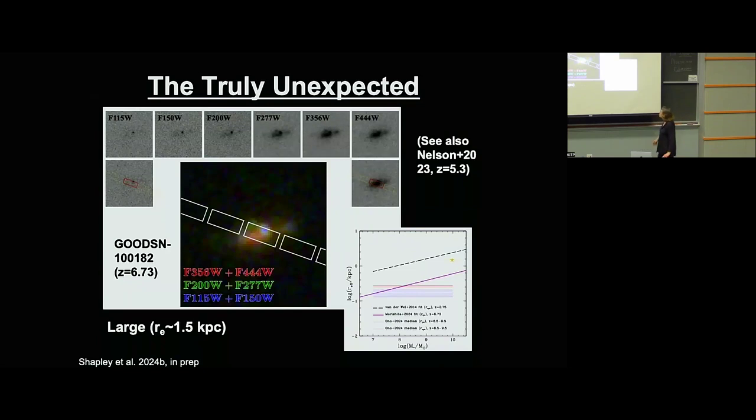Okay, so this is a galaxy. Actually, it was a known dropout from HST work. What was not known was, first of all, that this thing is large. It's at redshift 6.73. It has an effective radius, Erica, you'll be interested in this, of about 1.5 kiloparsecs, compared to the typical sizes of galaxies at this redshift of about 0.3 kiloparsecs.